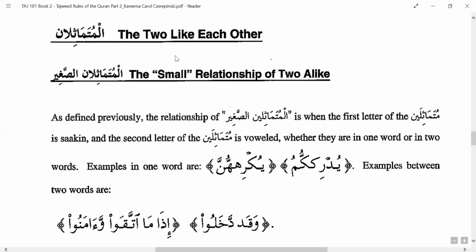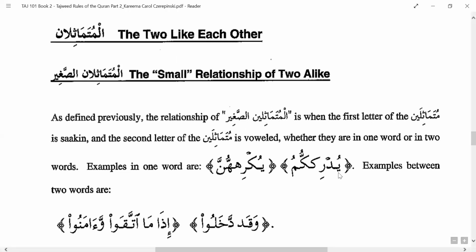Now let us see all of these in the categories that we saw. First is mutamathilan, mutamathilan saghir, the small. What did we see in mutamathilan? They are mathala, alike, which was the same letter. So mutamathilan saghir will be when the first letter is sakin, second is having haraka. It doesn't matter whether they are the same word or different words.